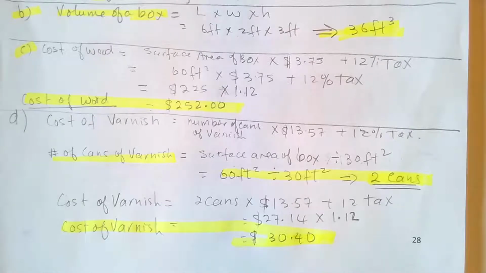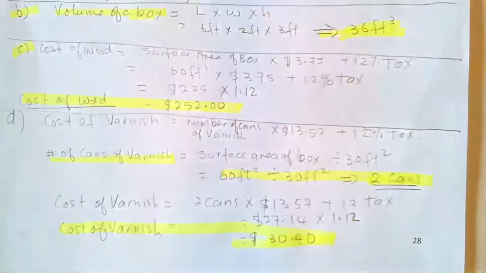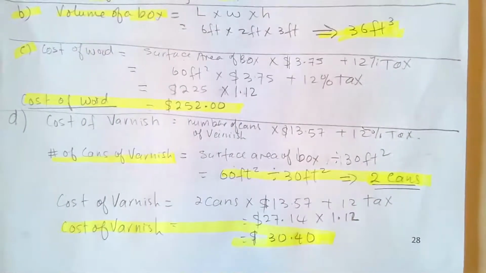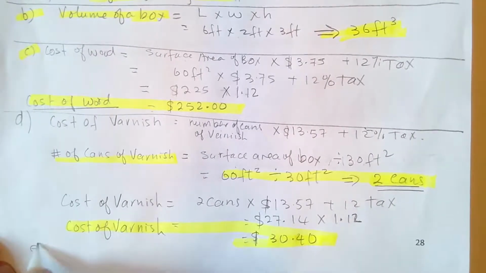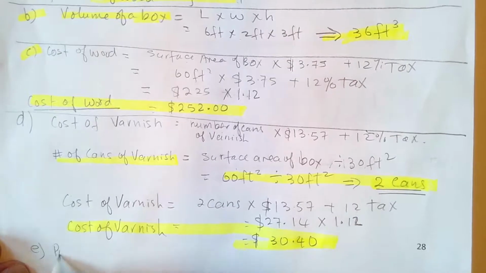The final part E: state 2 other costs you might incur in making the box. Well, it could be the type of wood, because the cost of wood varies depending on the type of wood you purchase, and also the type of varnish. So there are multiple possible answers for these.